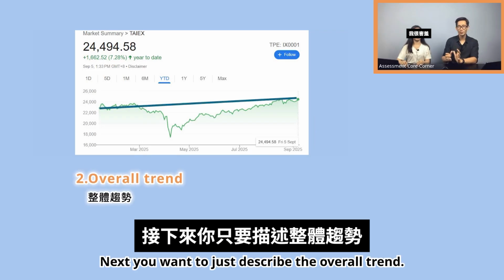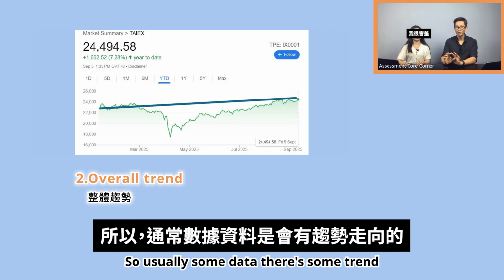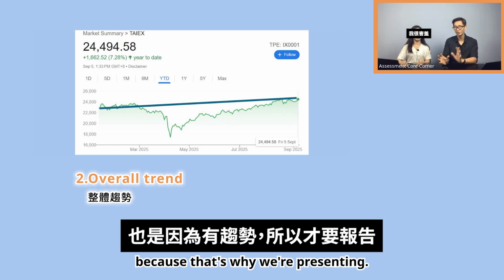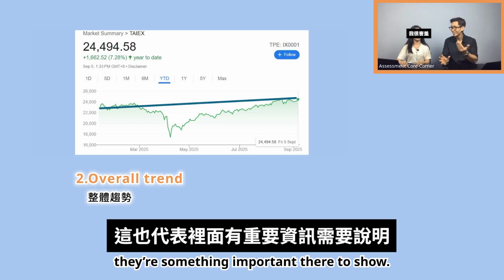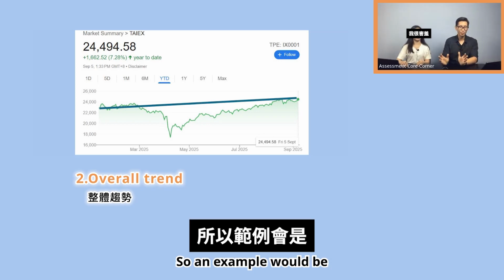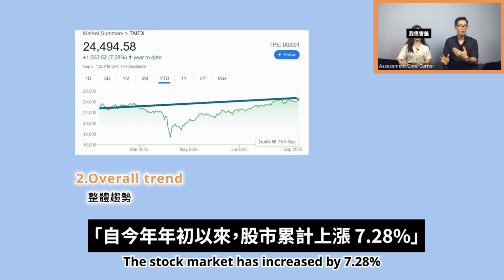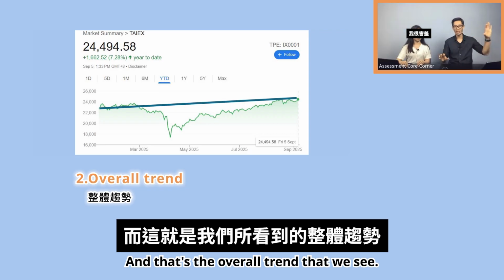Next, you want to just describe the overall trend. So usually with some data, there's some trend, because that's why we're presenting. There's something important there to show. So an example would be, the stock market has increased by 7.28% since the start of the year. And that's the overall trend that we see.